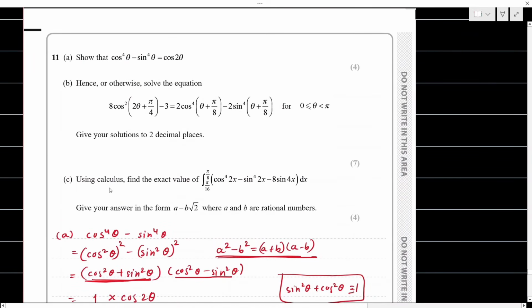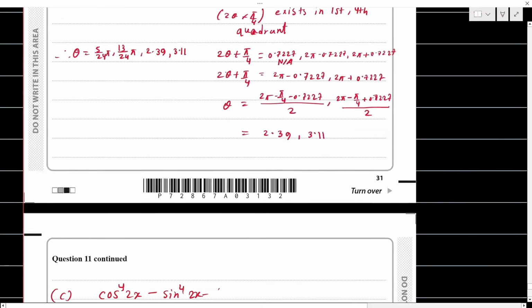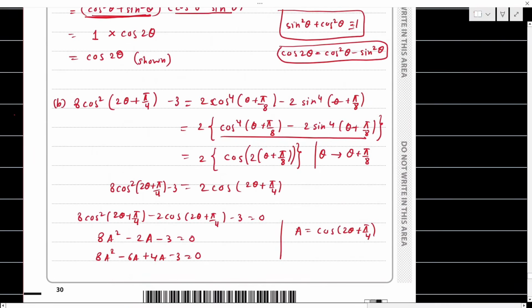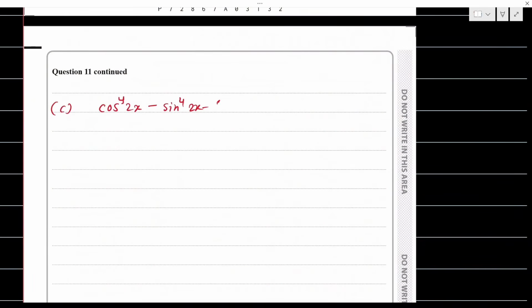For part C, we have to use calculus to find the exact value of this integration. We see that this is an integration of cos to the power of 4 2x minus sine to the power of 4 2x minus 8 sine 4x. So for part C, I can simplify this expression before integrating it.